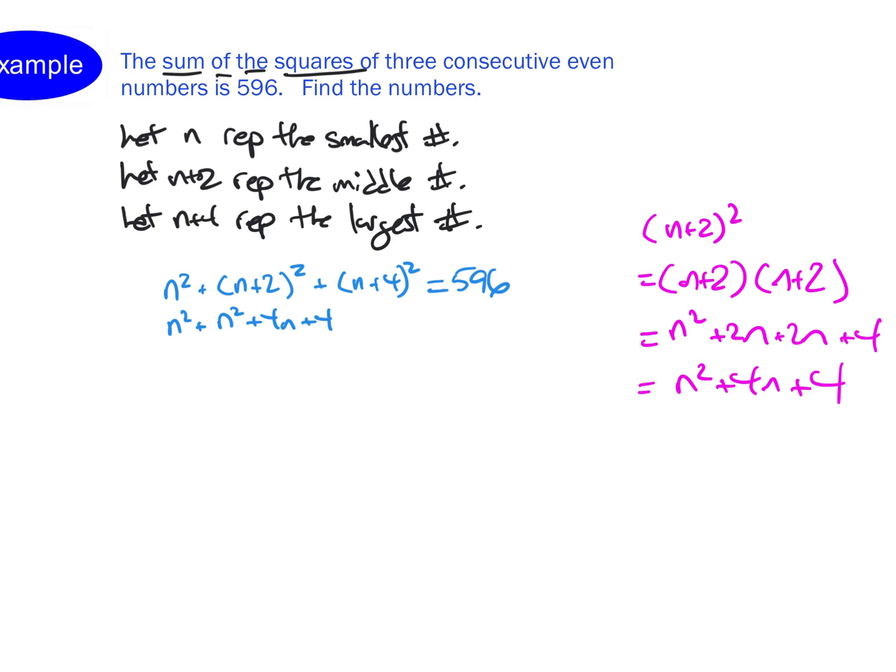Now, what would (n plus 4) squared be? It's n squared. Give me the rest. 8n plus 16. Exactly.